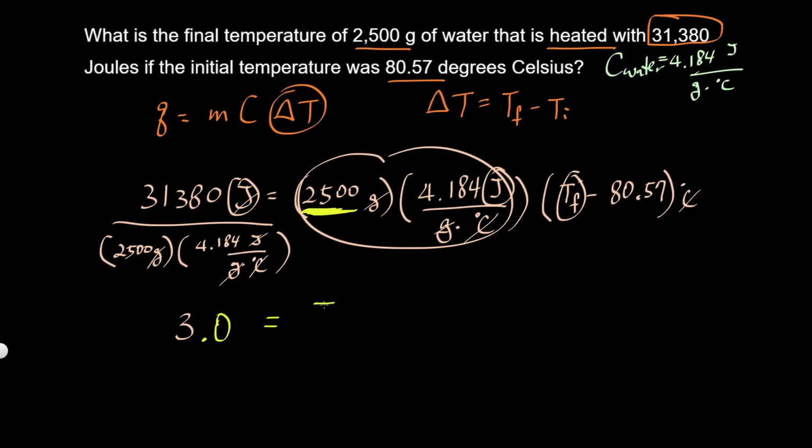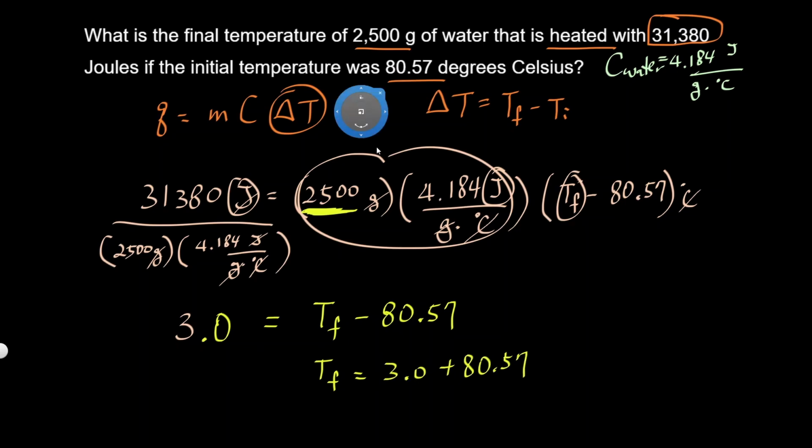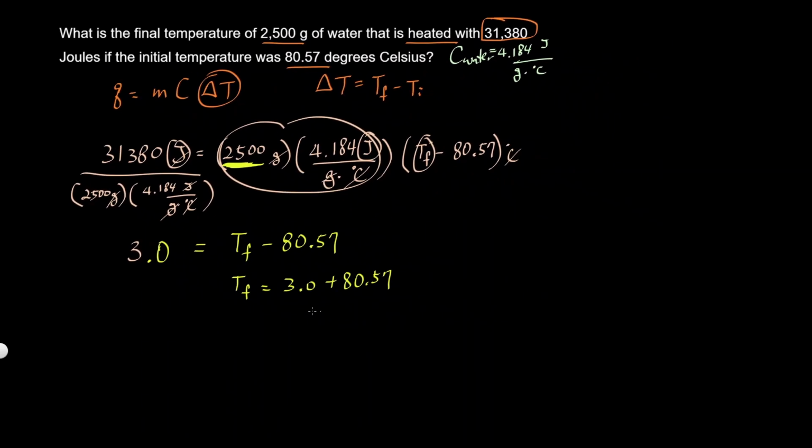Now that's equal to T final minus 80.57. After division, we're going to add and subtract, so significant figure rules differ here. T final is going to be 3.0 plus 80.57. When you add or subtract, you have to use the least precise one. You could think about it this way. So 3.0, I'm going to add 80.57.